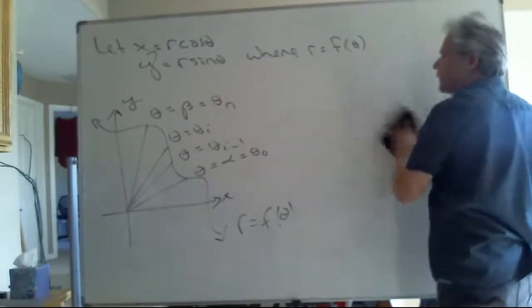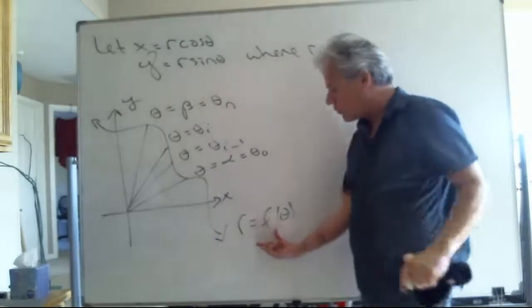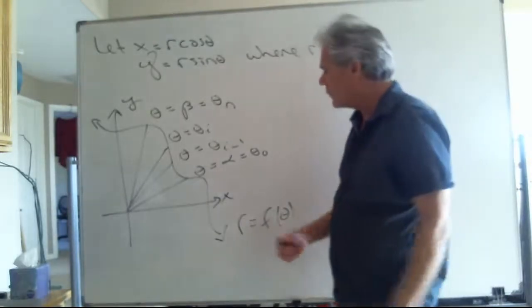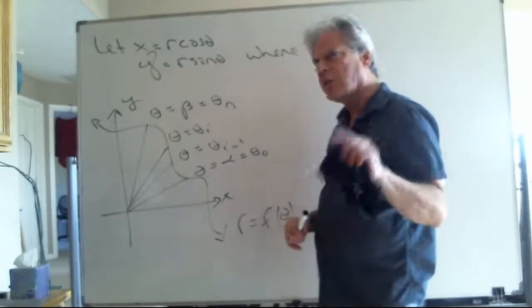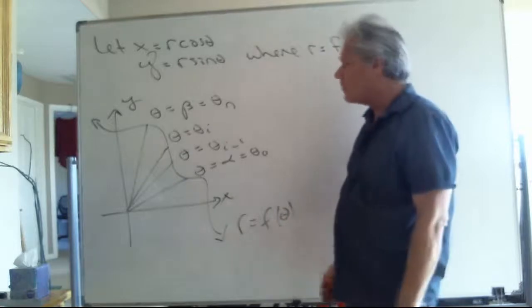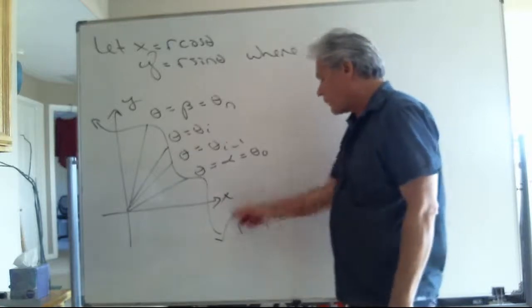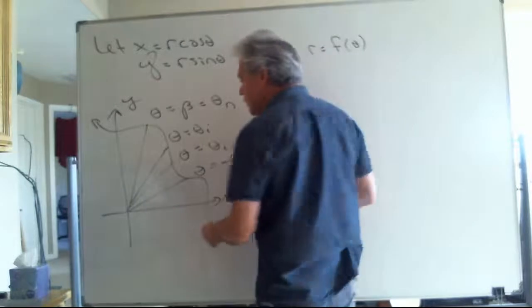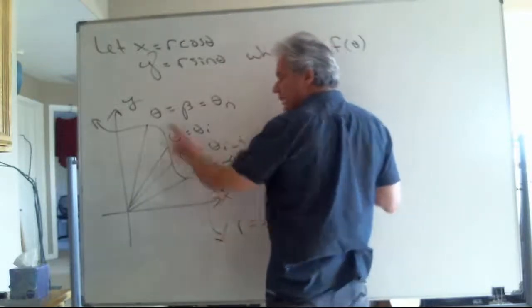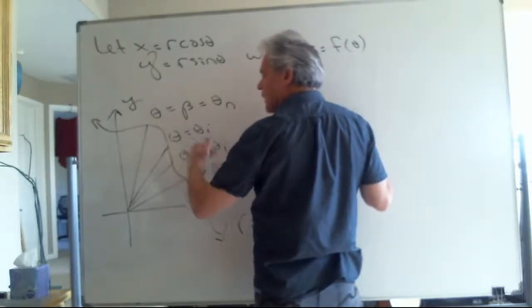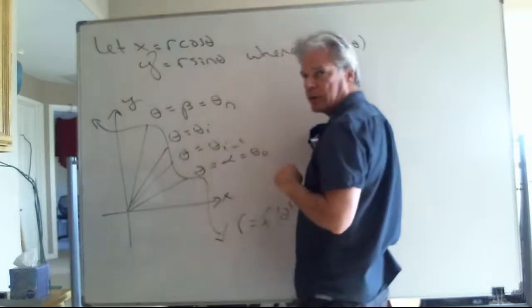if I'm trying to find the region bounded by the graph of some polar equation like this, if I'm trying to determine the area bounded by the polar graph of an equation like that, in between the two extreme theta values of alpha and beta, I'll partition that amount of rotation into n subintervals of equal length.